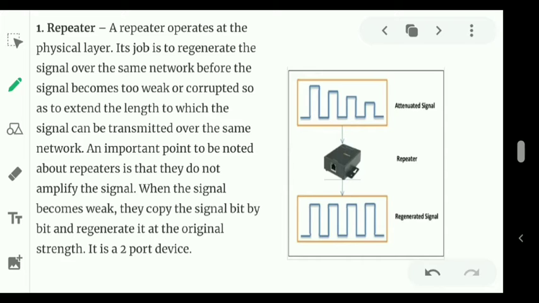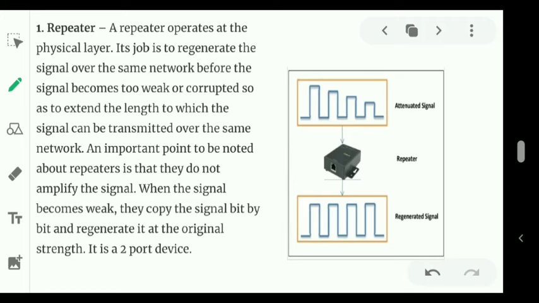So these kinds of things happen just because of weak signals. So whenever the signals tend to weaken, at that point of time it boosts or amplifies the signal. Okay, so thus it is used to extend the LAN segment without any data loss. So there are usually two port devices which connect an incoming cable with an outgoing cable and allow the data to move from one segment to another segment.